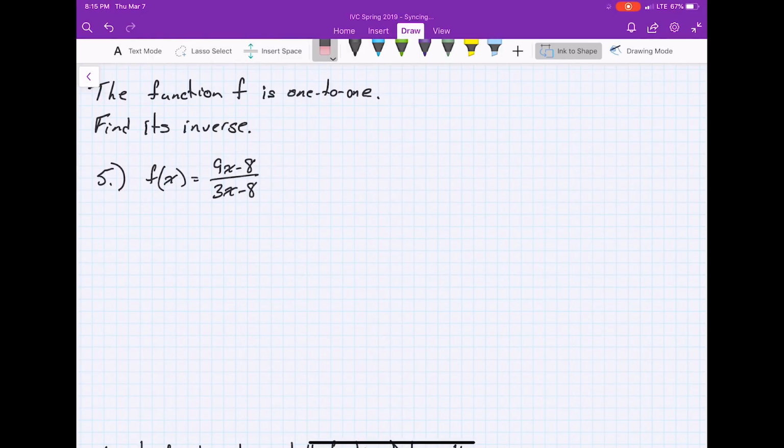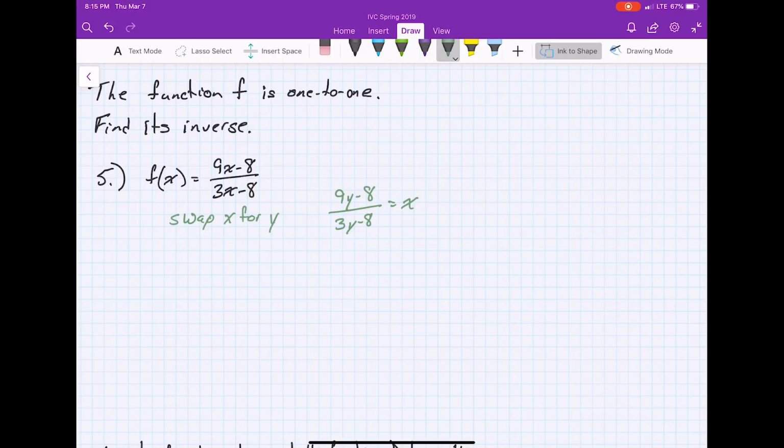The function f is 1-to-1. Find its inverse. Okay, so to find the inverse of this, it's pretty easy. We just change all the x's to y's. So we're going to swap x for y, and then we will solve for y. So basically we'll just rewrite this as (9y - 8) over (3y - 8), and that of course equals x. And then we're going to solve for y.